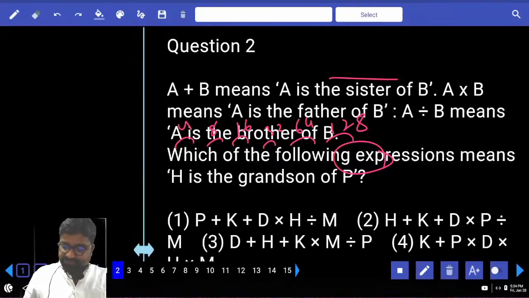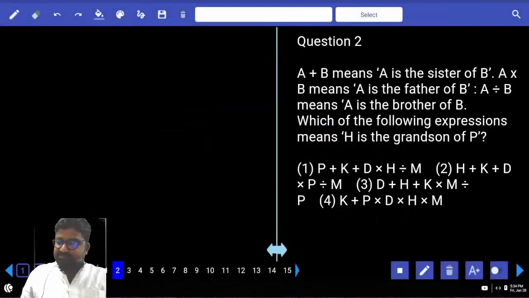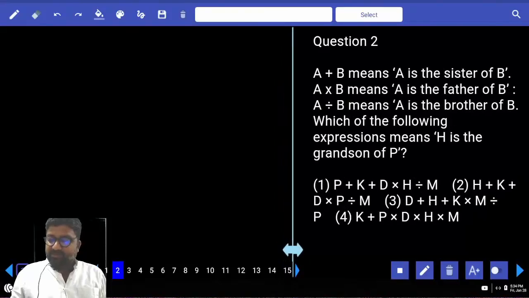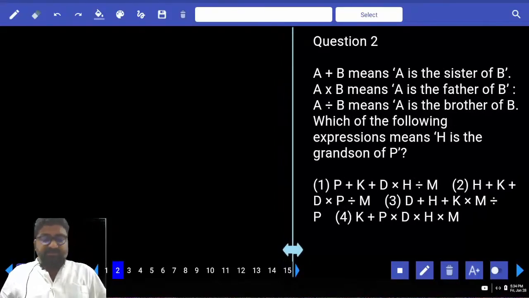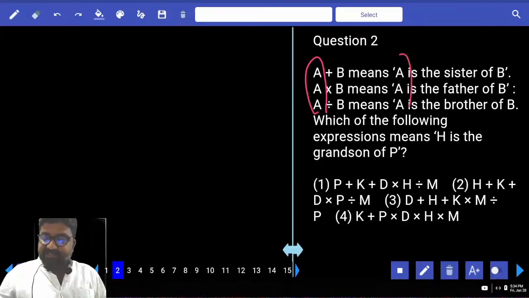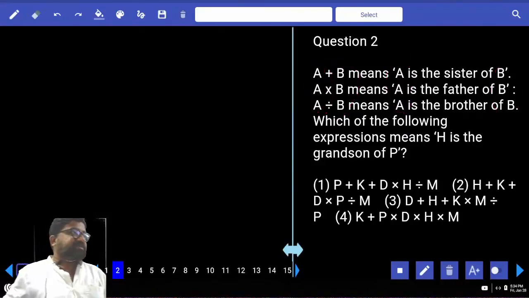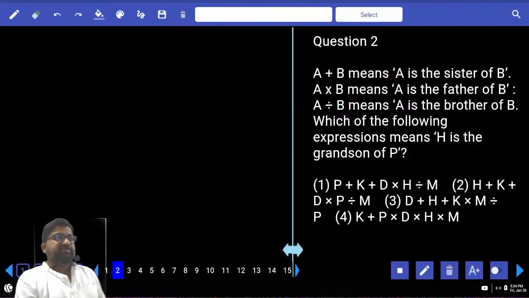Second question. Before you try the second question, there is one important point to be observed in this question. What is that? You have to look at the left hand side and right hand side. Left hand side the first letter is A, right hand side also the first letter is A. Second letter B, second letter B. So always the first person is related to the second person.